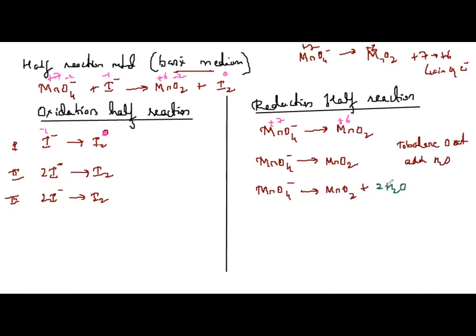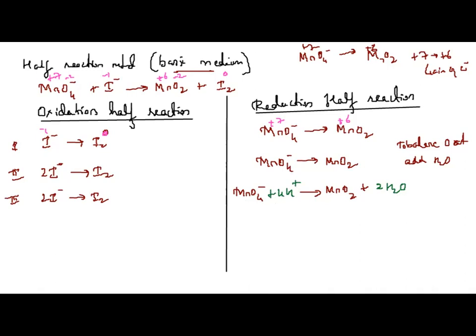When you add 2 water molecules on the right side, on the left side you will add that many H plus. So let me write it like this. It is MnO4 minus. So I have to add H plus. How many H plus will I add? Plus 4H plus. Now, as the reaction takes place in basic medium, for 4H plus, we will add OH minus ions to both sides of the equation. So for 4H plus, to make it neutral, we will add 4 OH minus ions on both sides.